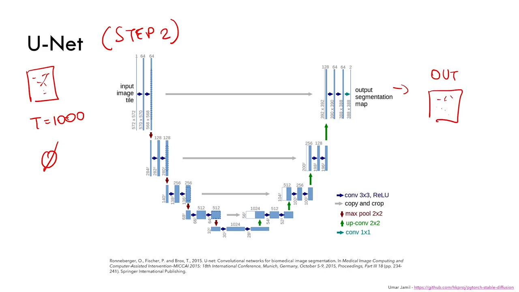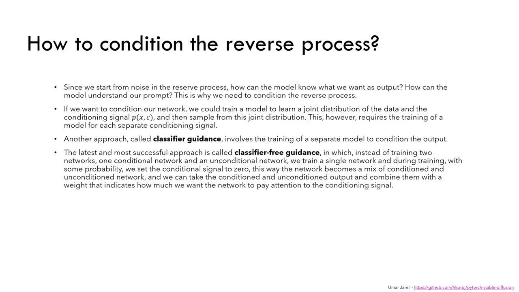And then we combine these two outputs in such a way that we can decide how much we want the output to be closer to the prompt or not. This is called classifier-free guidance. So this approach here is called classifier-free guidance. I will not tell you why it's called classifier-free guidance, because otherwise I need to introduce the classifier guidance, and to talk about the classifier guidance I need to introduce the score-based models to understand why it's called like this.